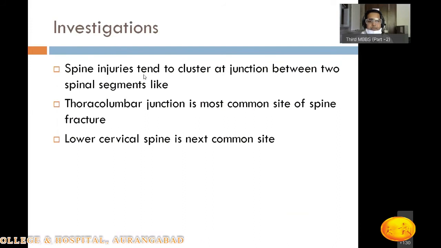So spine injuries tend to cluster, as we discussed, at the junction of two segments. Thoracolumbar is the most common site of spine fractures. Lower cervical spine is the next most common site.